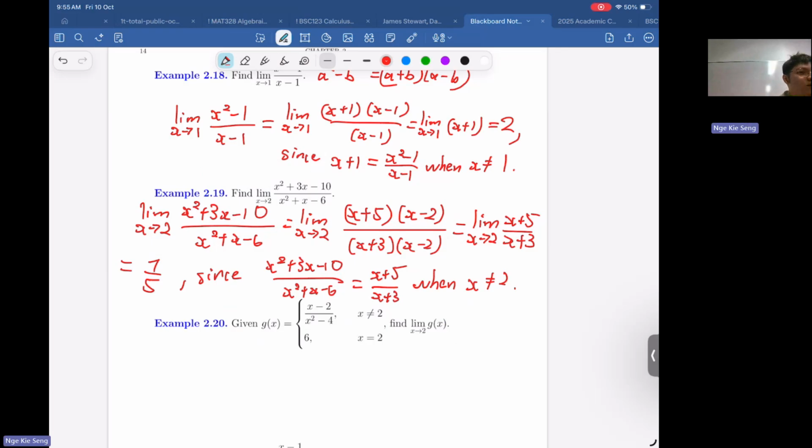You need to get the L'Hopital form first. Either you get infinity over infinity, or infinity over zero, or zero over zero. These are the things you need to meet. Then you can apply the L'Hopital rule.